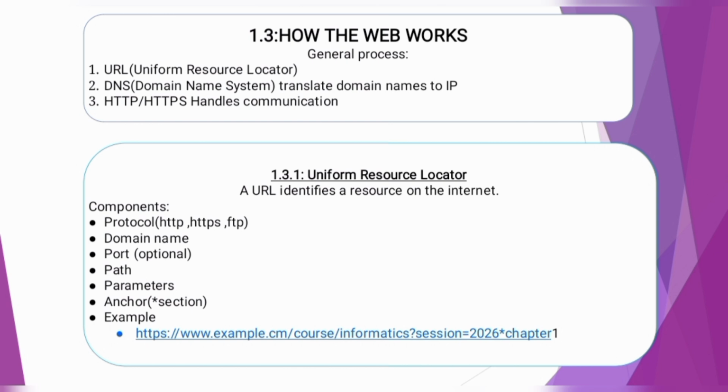Think of a URL like a full mailing address. It specifies the method of delivery (the protocol), the building (the domain), the apartment (the path), and the specific home (the parameter).